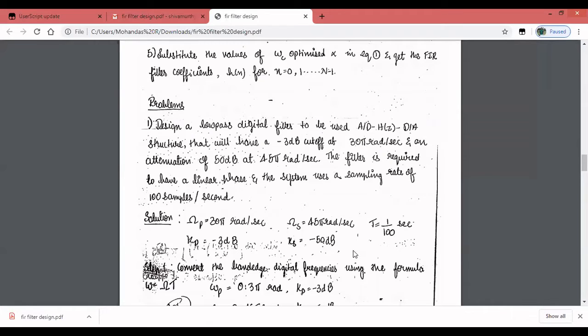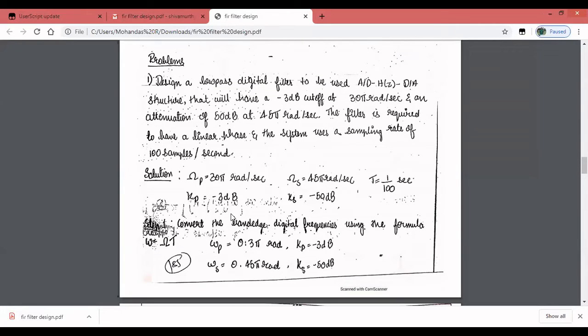What is the first thing we have to do? First thing is to convert the band edge frequencies into digital frequencies using the formula. What is the formula we have? W is equal to omega into T. So we have to use this simple formula to convert into the band edge digital frequencies, that is W is equal to omega into T.